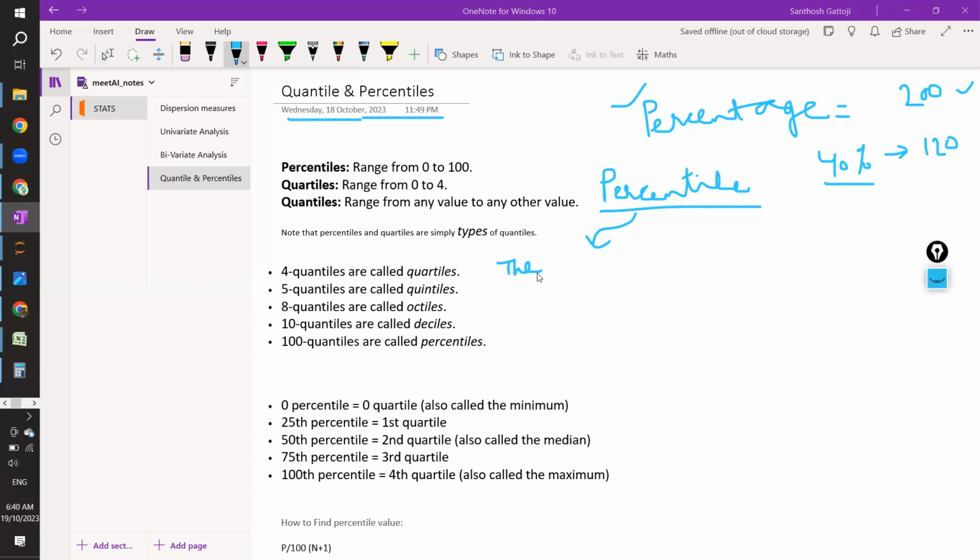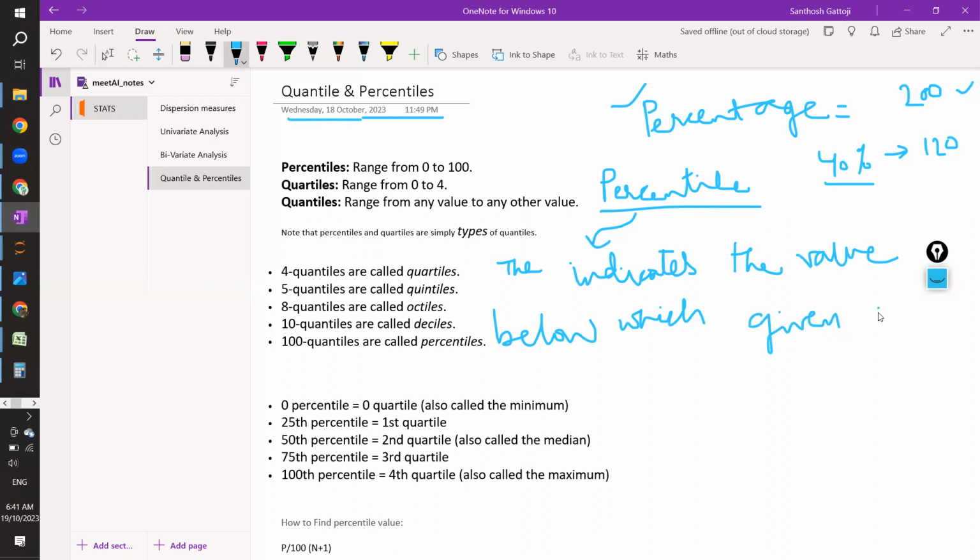Percentile, this number indicates the value below which a given percentage of observations in the data fall.